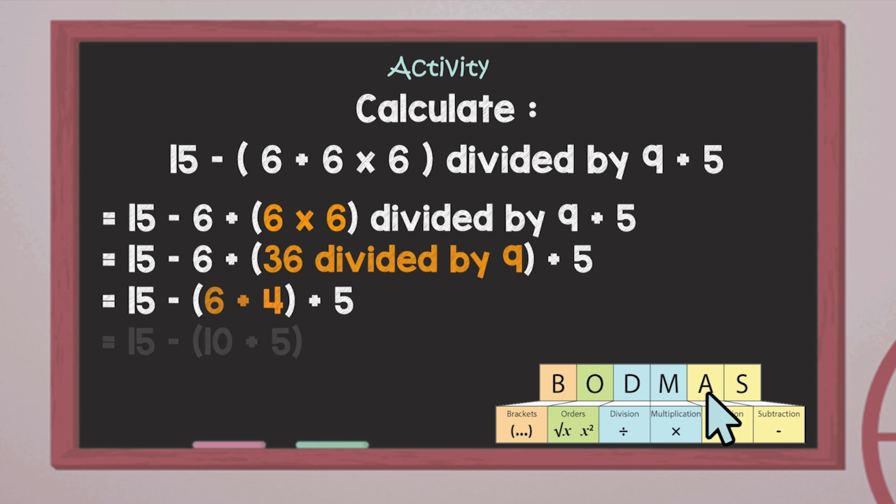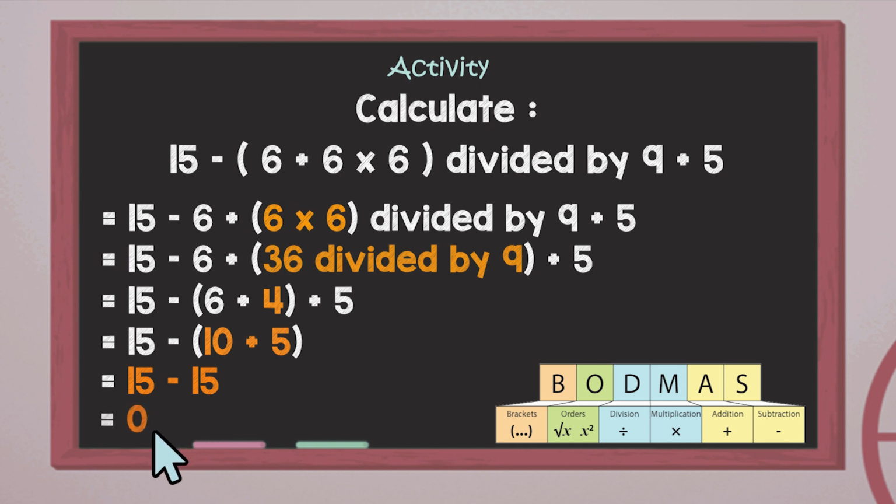So we're working 15, take 10 plus 5. We bracket off our 10 plus 5 and we work that. 10 plus 5 will give us a total of 15. Next line, 15 take 15 equals 0. Boys and girls, do you have 0? If you do, that is absolutely correct.